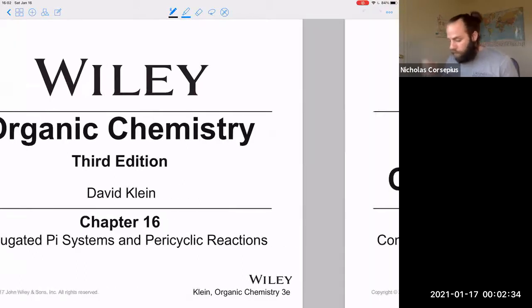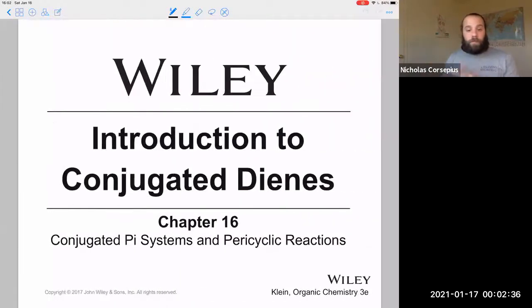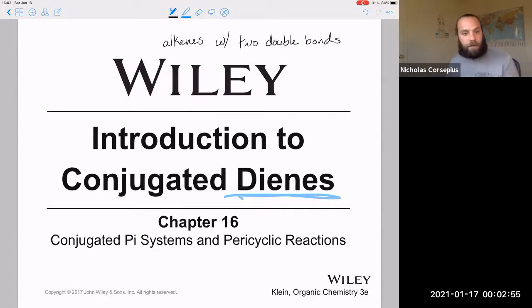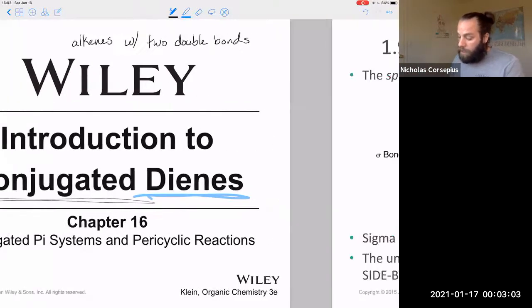Okay, so how we're going to start, we're just going to start by introducing this idea of conjugated dienes. So let's pick this apart real quick. Dienes, right? So these are alkenes with two double bonds, right? So hopefully by practicing that nomenclature again, you remember what a diene would be, hexadiene, something like that. And we'll talk about what exactly it means to be conjugated in a second.